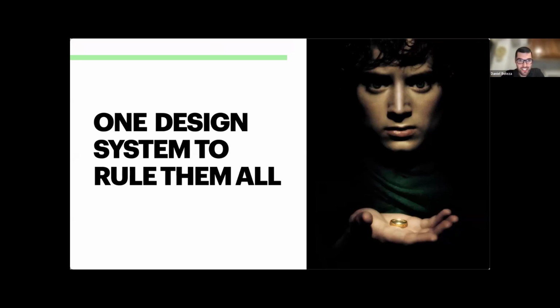The title for this session today is One Design System to Rule Them All, and it's a clear reference to the Lord of the Rings trilogy, where we had the Master Ring, let's call it like that, and we had all the secondary rings, less powerful than the main one.